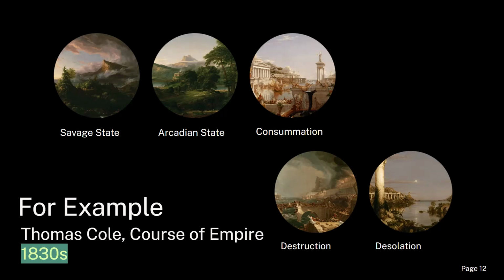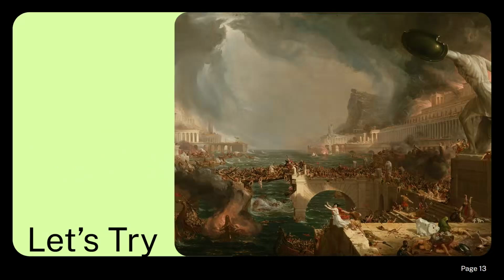Now, what you see is Cole's interpretation of how empires go from what he called the savage state, which is really wilderness, all the way to desolation, which is a return in some ways to wilderness. So they go in order. The savage state is first, the Arcadian state is next, consummation, destruction, and desolation. All right? I am going to give you an example.